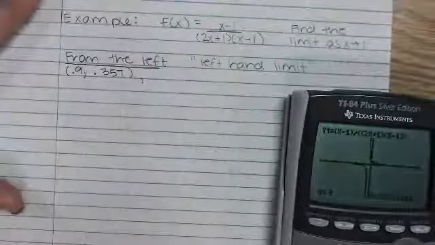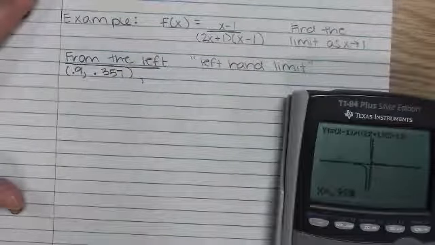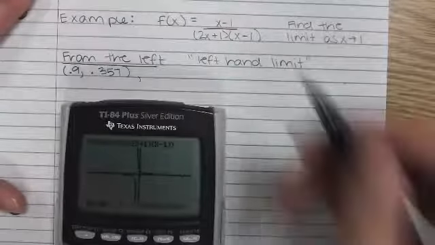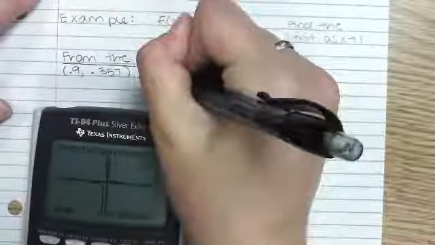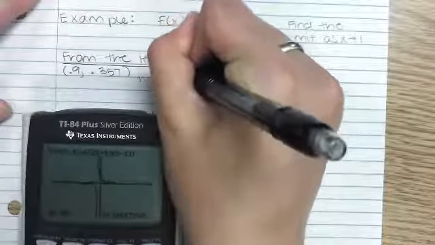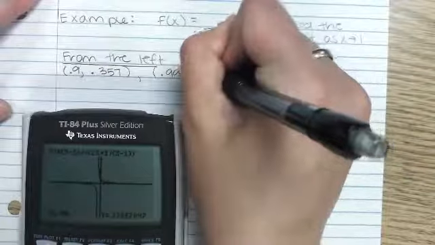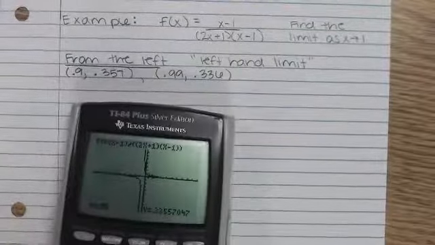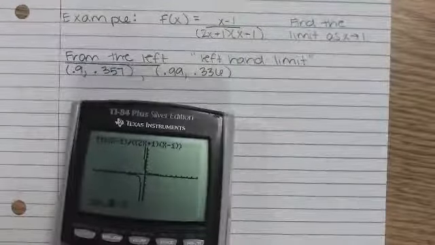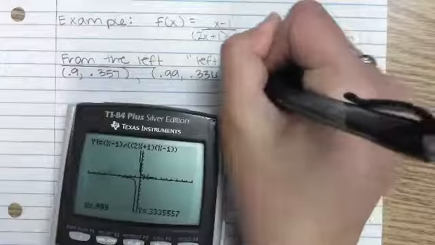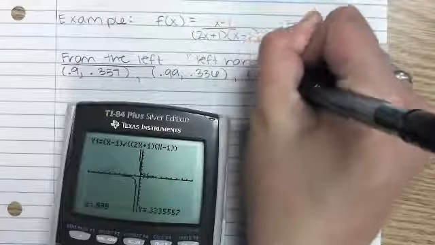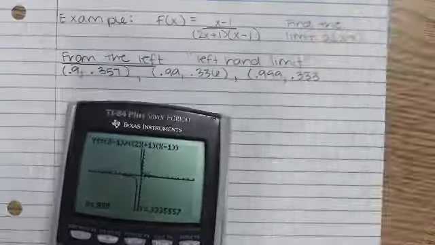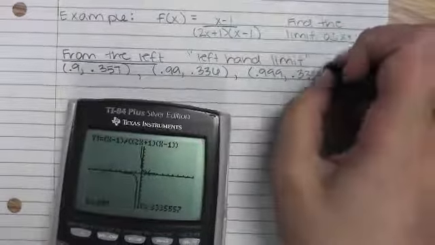0.357. And then let's say I want to get a little bit closer to 1. I'm going to do 0.99 this time. And this time I get 0.336. And then if I plug in 0.999, then I get 0.333, sorry, that's a 4, if I round that correctly.